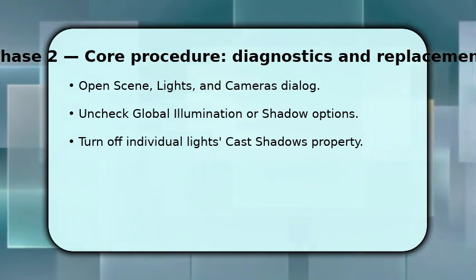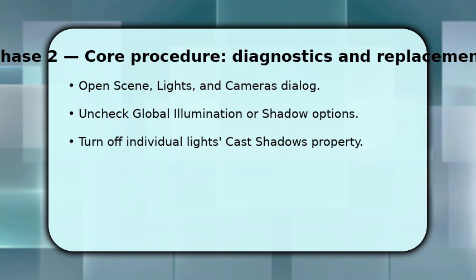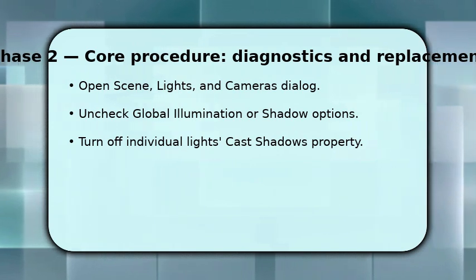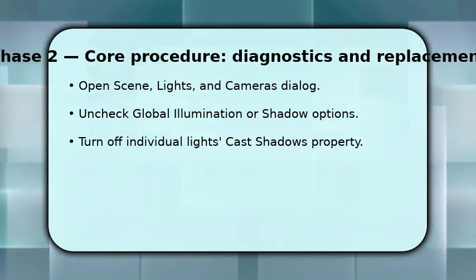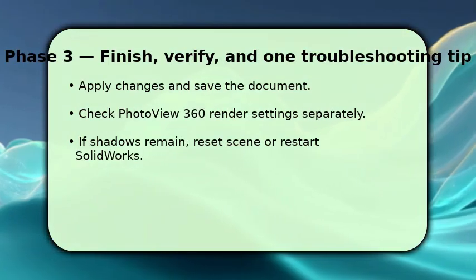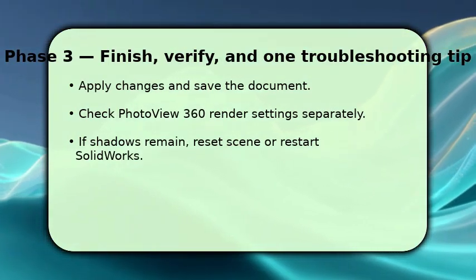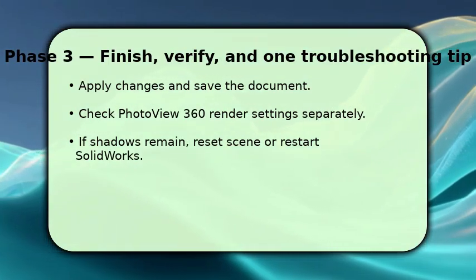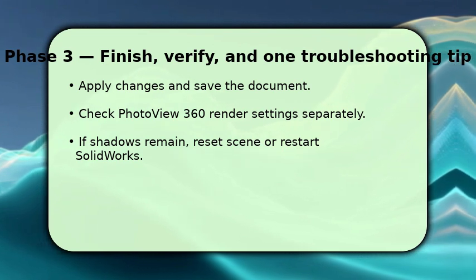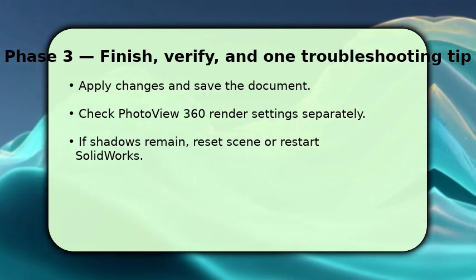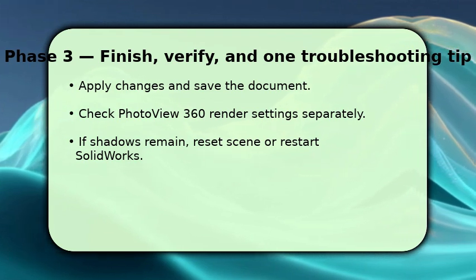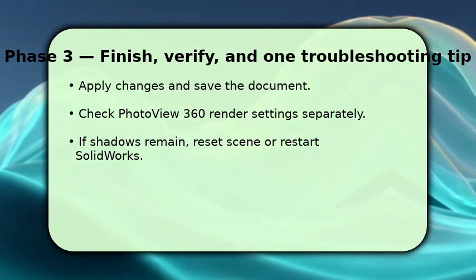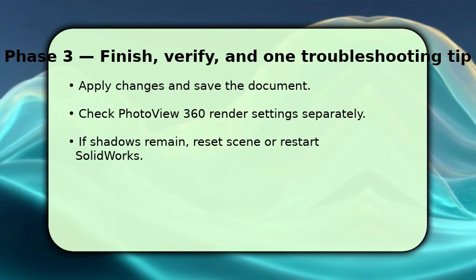Apply and save your scene and light changes, then exit the dialog and confirm the viewport shows no shadows. If you use Photo View 360, open its render options and disable cast shadows or environment lighting shadows there, because rendering overrides viewport colors. If shadows still appear, reset the scene to default or restart Solidworks to clear cached lighting.